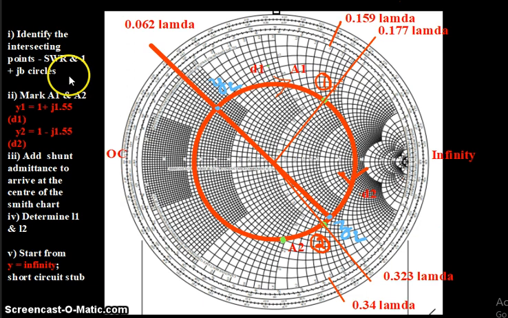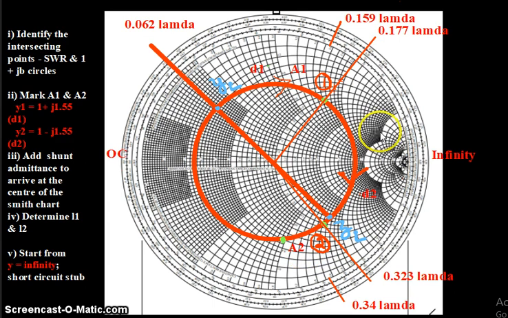The next point is we are going to identify the intersecting points. That is the SWR circle and the 1 plus jB circle. These two are intersecting at two different locations. One is in the upper part, another one is in the lower part. In the upper part, we marked it as A1. In the lower part, we marked it as A2.